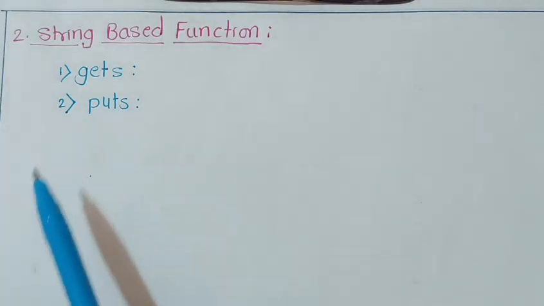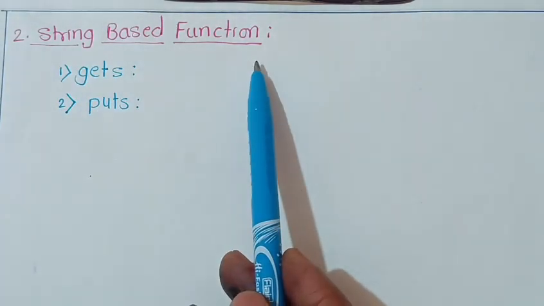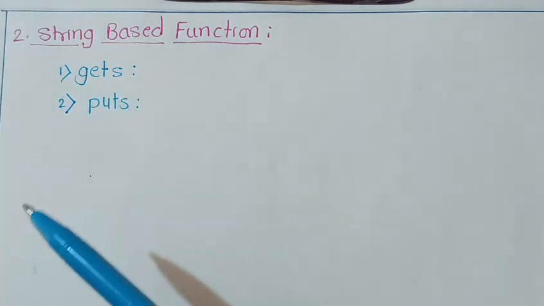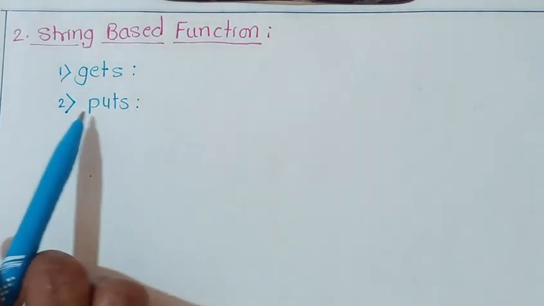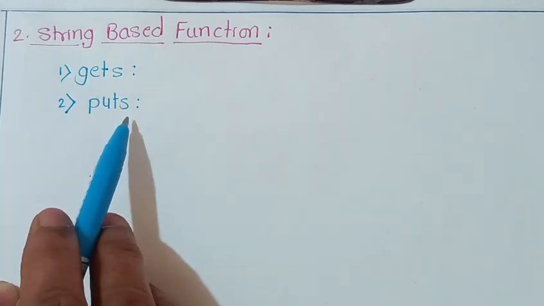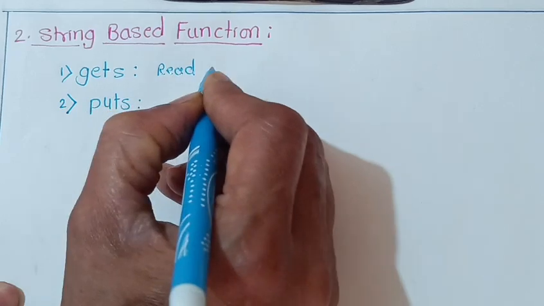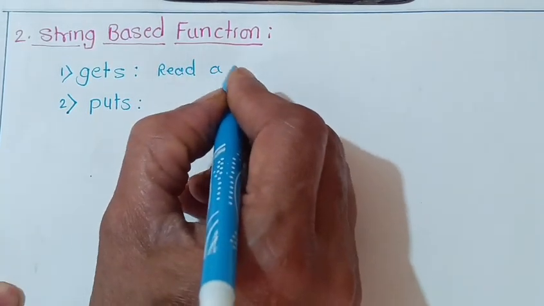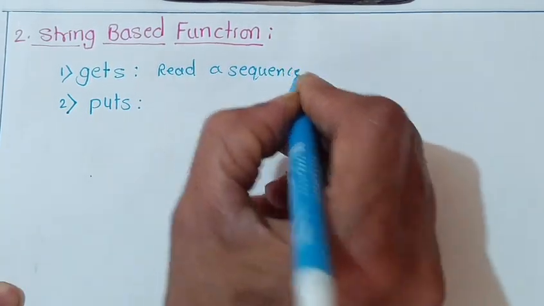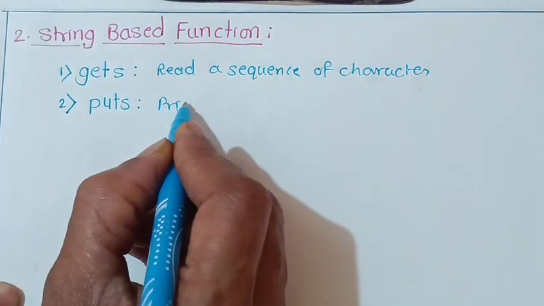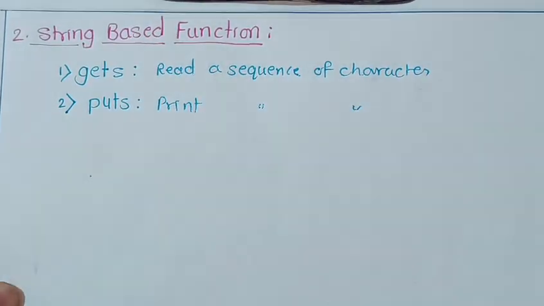The second type of unformatted IO functions are string based functions. There are mainly two that you use; fgets and others exist too, but these are the main functions: gets and puts. Gets will read a sequence of characters, and puts will print a sequence of characters. Gets and puts, so we will see them one by one.